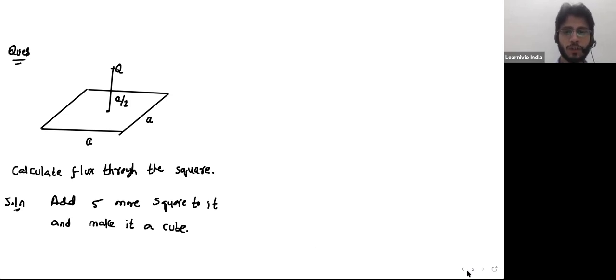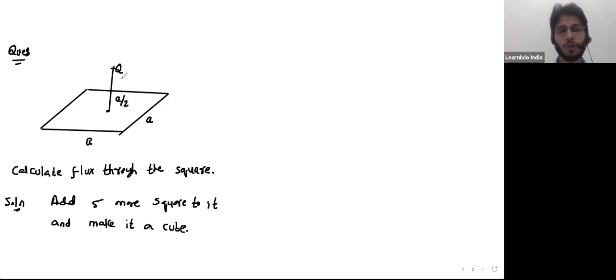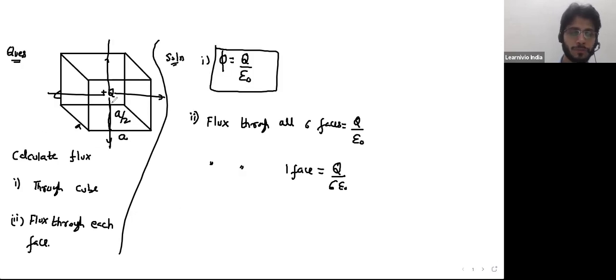So if I make it a cube, it's the same question. This is a square of each side a, and this charge q is placed at a separation a by 2 from the center of the square. As soon as you add the 5 squares, it gets converted into a cube, and this cube has a charge q at the center. So now you can solve it easily.